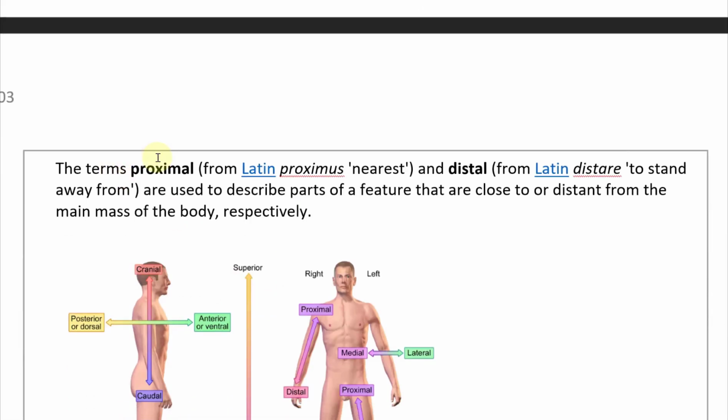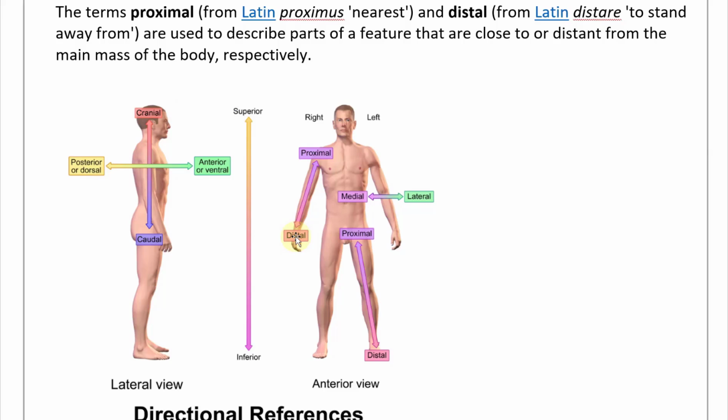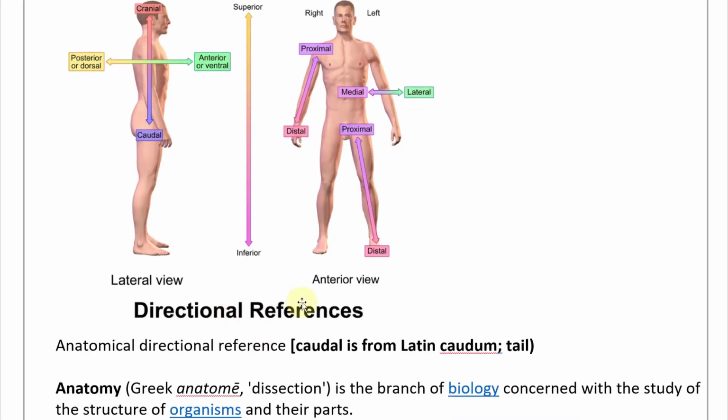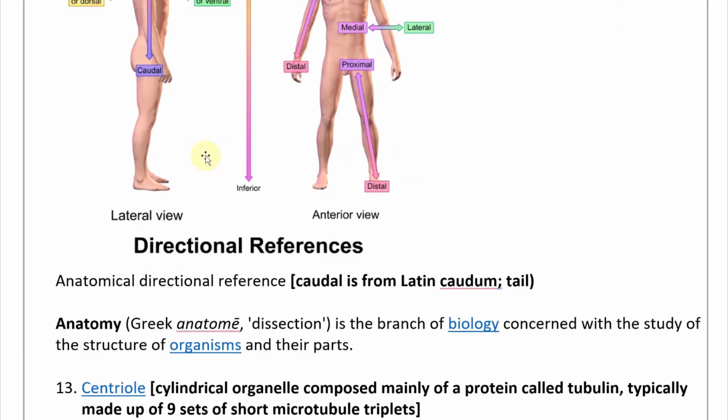The term distal, or the terms proximal from Latin proximus, or nearest, and distal from Latin distare, to stand away from, are used to describe parts of a feature that are close to or distant from the main mass of the body, respectively. So you have something like this. The hands are distal from the body, and then proximal is the shoulder over there. So there are different directional references. The foot is distal from the body, and the thigh there is proximal, and so on.